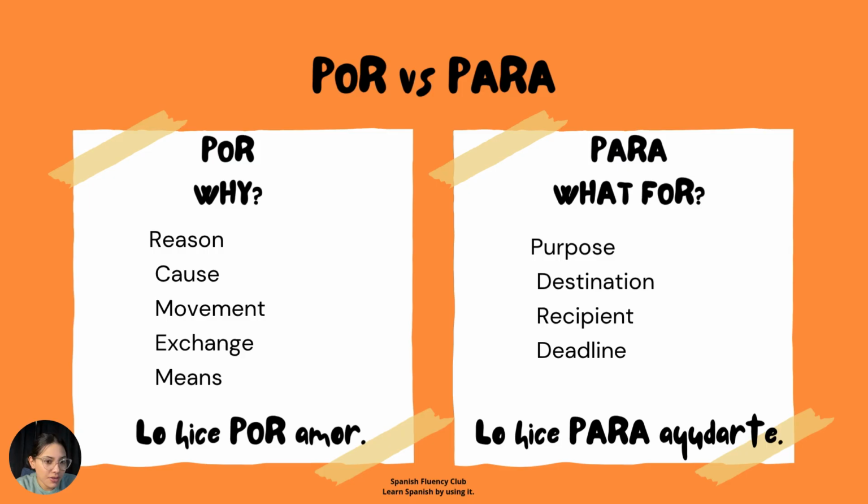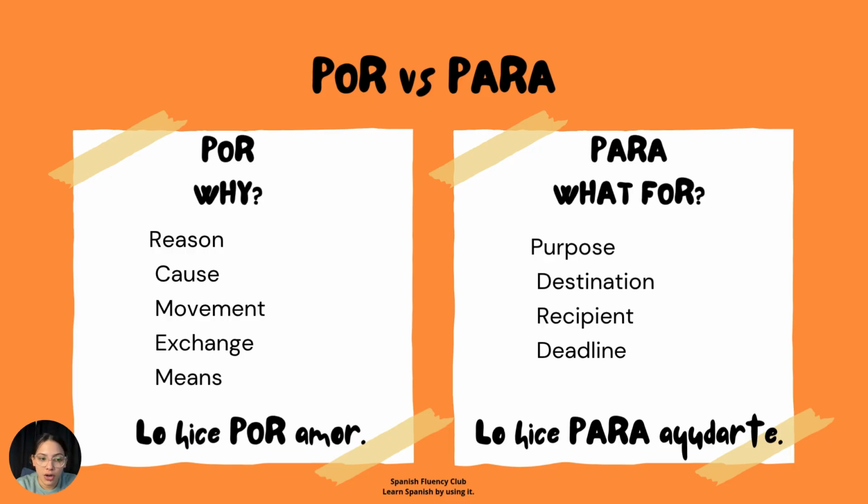So let's put everything together. On one side, we have por. Think why. We use it for things such as reason, cause, movement through a place, exchange, and means or method. For example, lo hice por amor. I did it because of love. Love explains my reason.